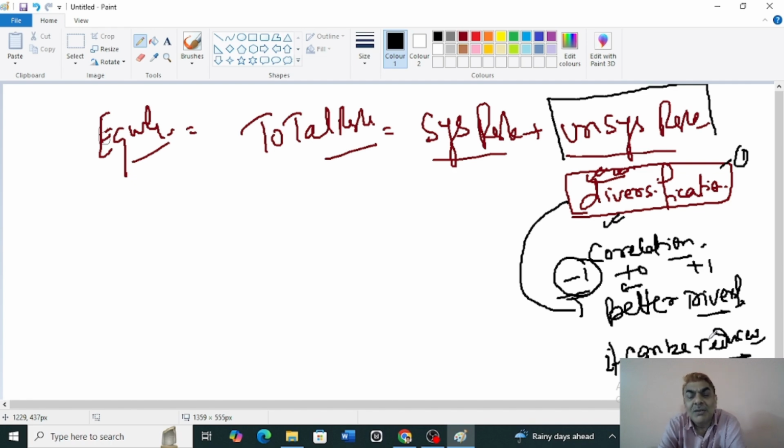Then comes the systematic risk. That's the second part of it. Popularly known also as market risk. If you go into the market, it is popularly known by the word called market risk.